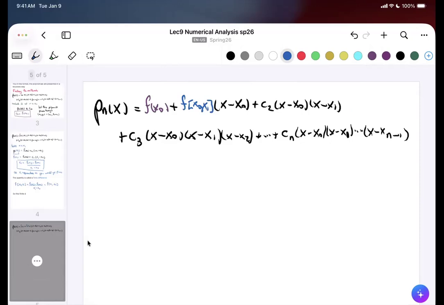And as you can imagine, if you wanted to find the next coefficient, it would be C2. We already plugged in x0 and evaluated at x1, so the next step is to evaluate at x2. So now you evaluate this at x2.